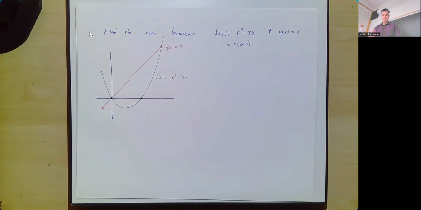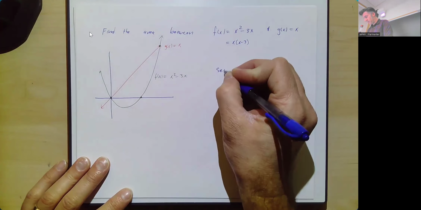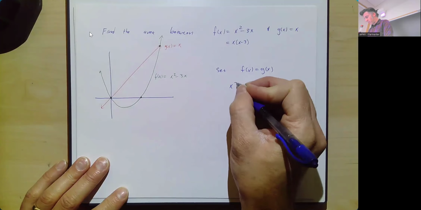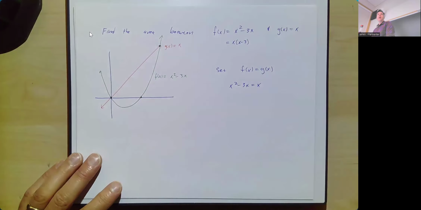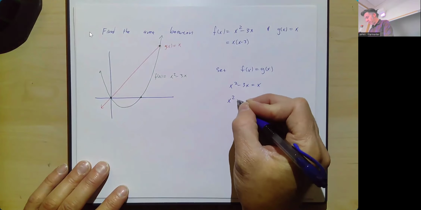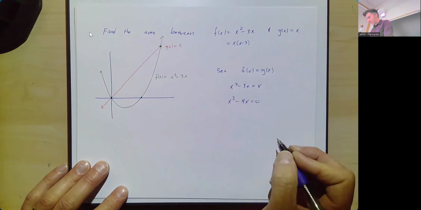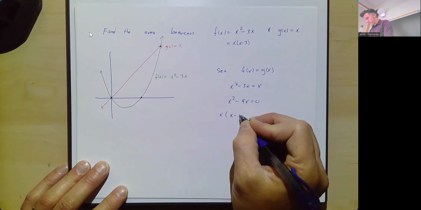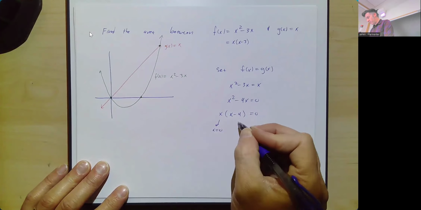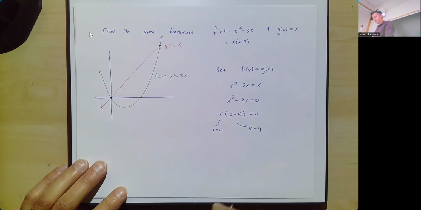So to be able to integrate this, we have to find where these functions intersect. So we're going to set f of x equal to g of x, which is going to be x squared minus 3x equal to x. And we're going to solve this in the usual way. We're going to bring everything to one side. You get x squared minus 4x equal to 0. Factor out an x. x times x minus 4 equals 0. So you either get x equal to 0 or x equal to 4.